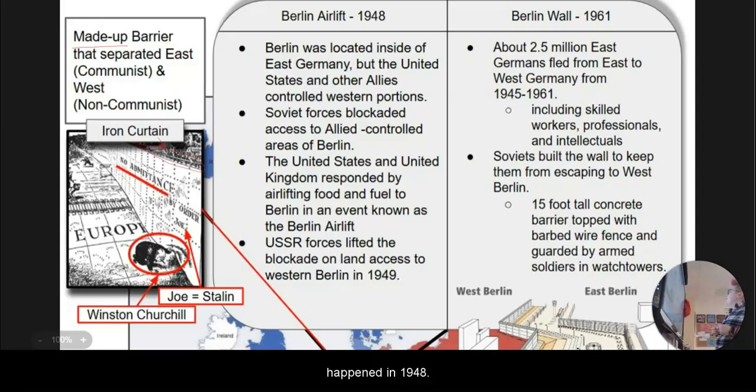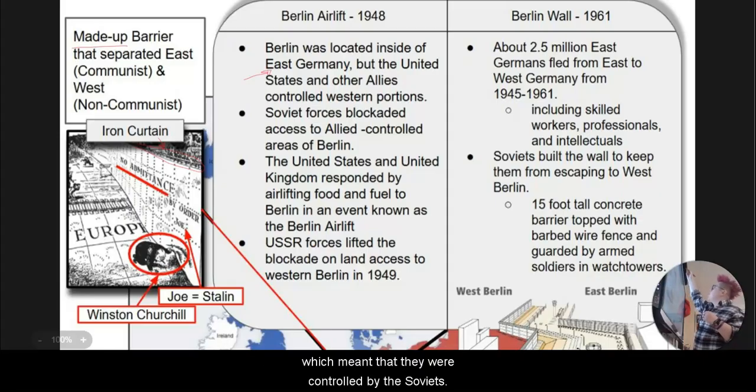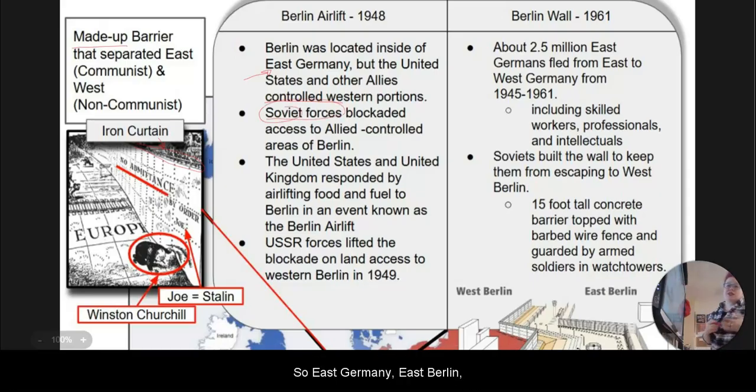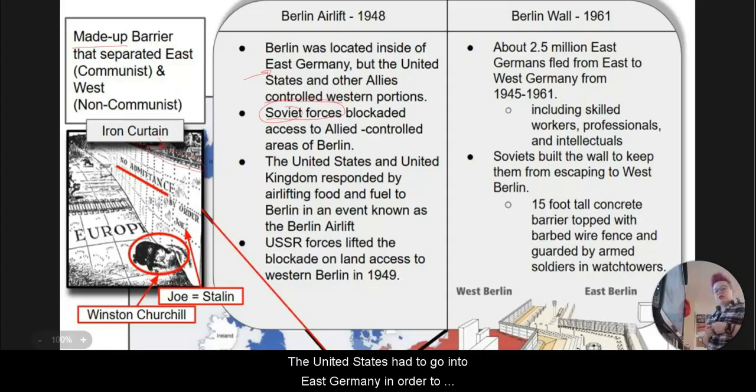Now the Berlin Airlift happened in 1948, and if you take a look at the map, it shows you where Berlin was. So Berlin was located inside of East Germany, which meant that they were controlled by the Soviets. So East Germany, East Berlin, that's all controlled by the Soviets. The United States had to go into East Germany in order to bring supplies to Berlin, to West Berlin. The Soviet forces blockaded access to those areas, and so the United States and the Kingdom responded by airlifting food and fuel to Berlin in an event known as the Berlin Airlift.